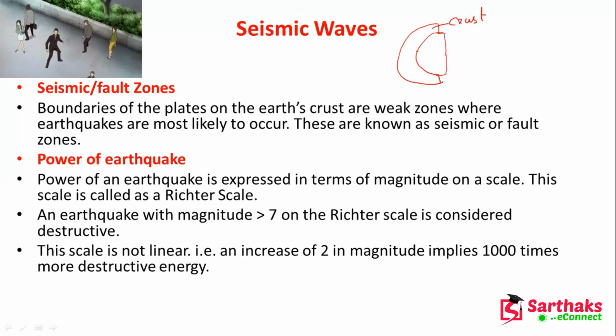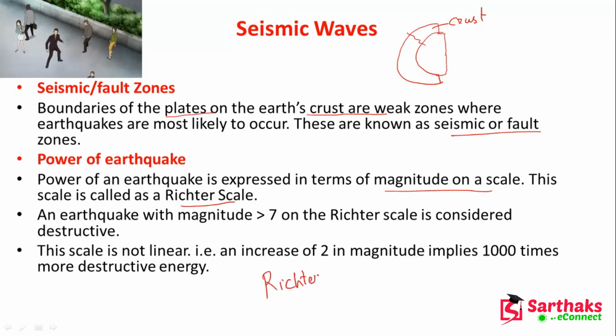And here you know that the boundaries of the plates on the Earth's crust are weak zones where earthquakes are most likely to occur. And these are known as seismic or fault zones. Here you can see that there will be some weak crust zones from where earthquakes most likely occur, and this is called a fault zone. And the power of the earthquake is expressed in terms of the magnitude on its scale, and that is called the Richter scale.